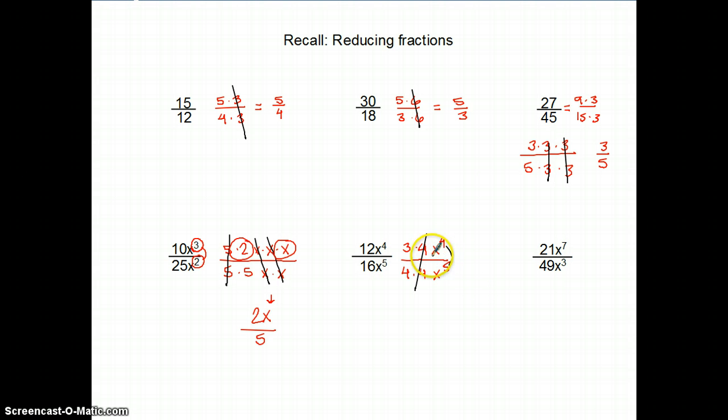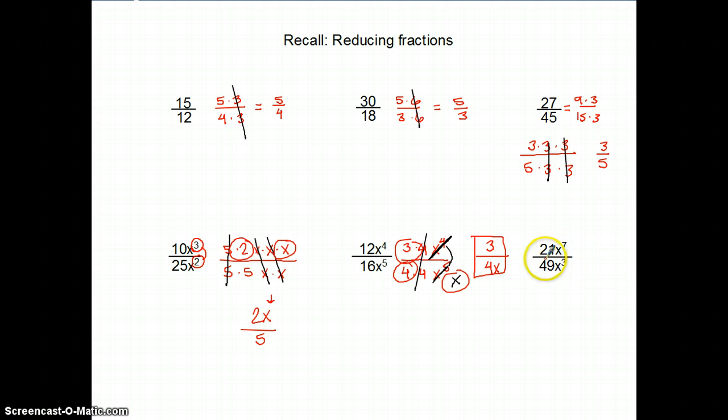When I do so, all of the x's from the top go away, and I'm left with only one x on the bottom. So on the top of my fraction, everything went away except for this 3. So I'm left with just a 3 in my numerator, and on the denominator I have a 4 and an x, so just 4x.